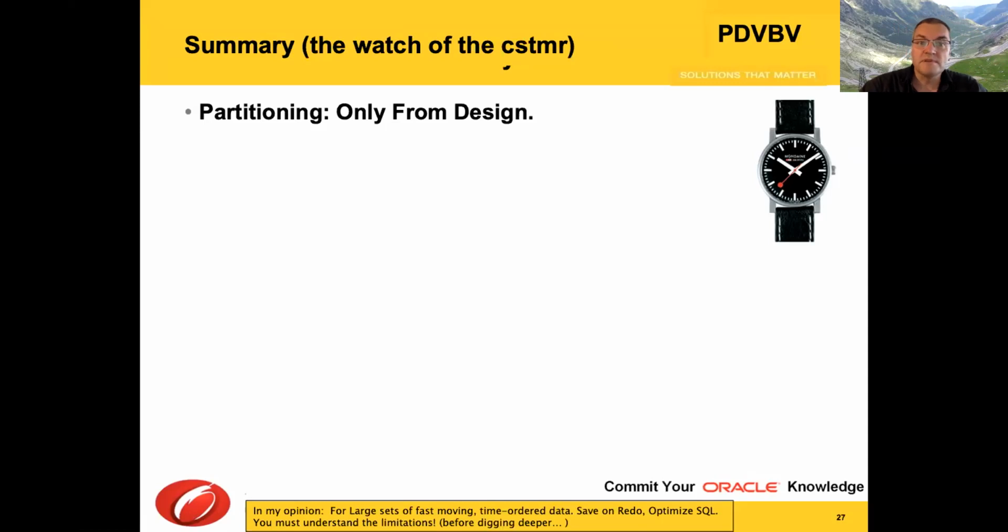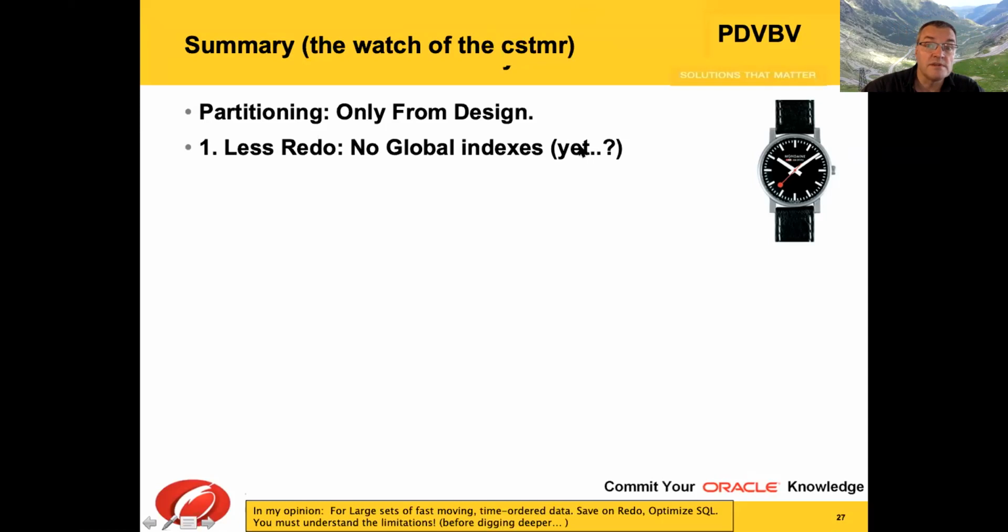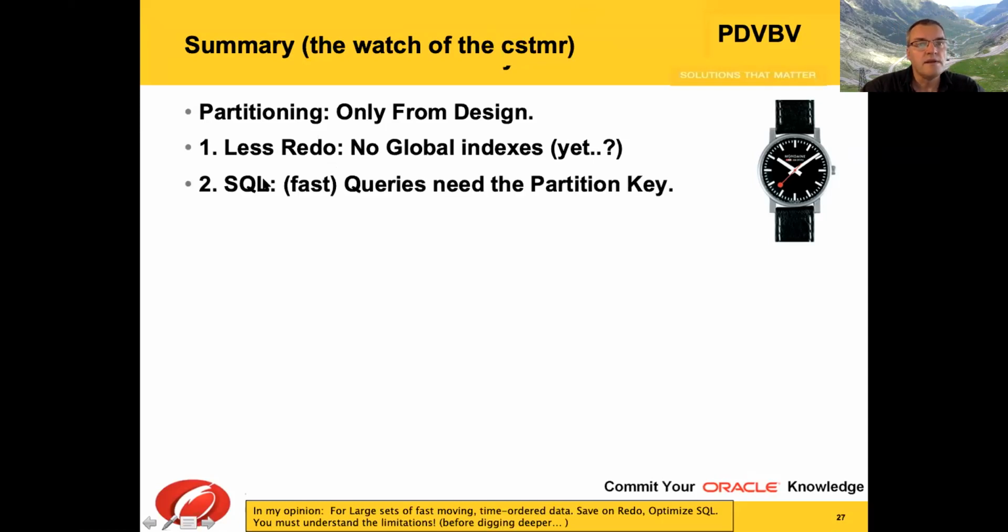If you use partitioning, that will only work from the design, in my opinion. If you want to use partitioning, you could do that to generate less redo. If you need that, don't use global indexes, or not yet, maybe version 2021. If you want to use partitioning for faster queries, you need the partition key in each query, period.